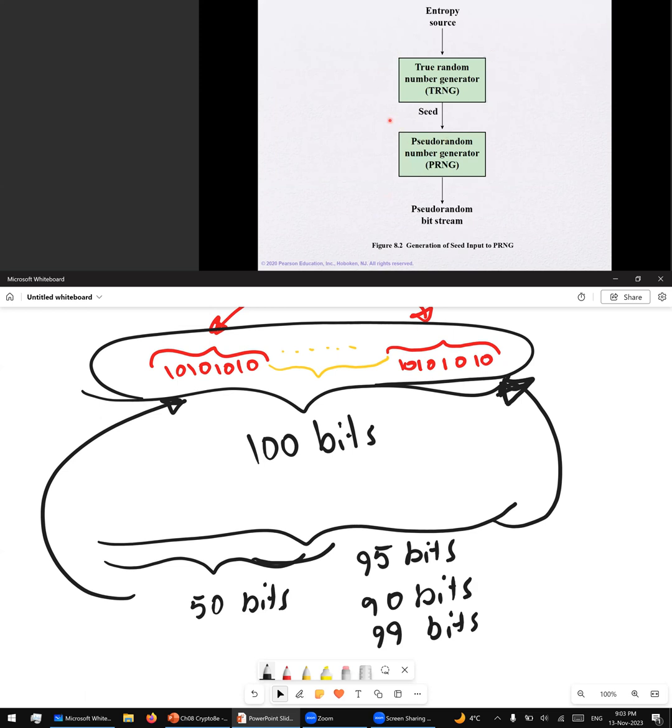Now, usually they only talk about this part, they don't talk about the seed generation because it would complicate things. So we're going to only talk about this piece over here. We're not going to talk about how the seed is generated.